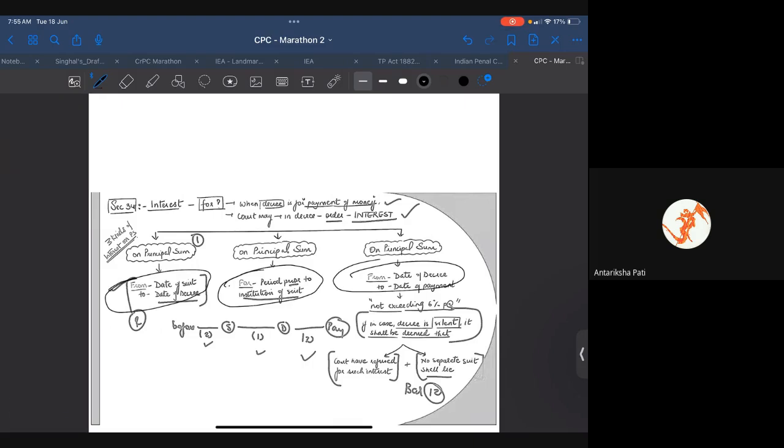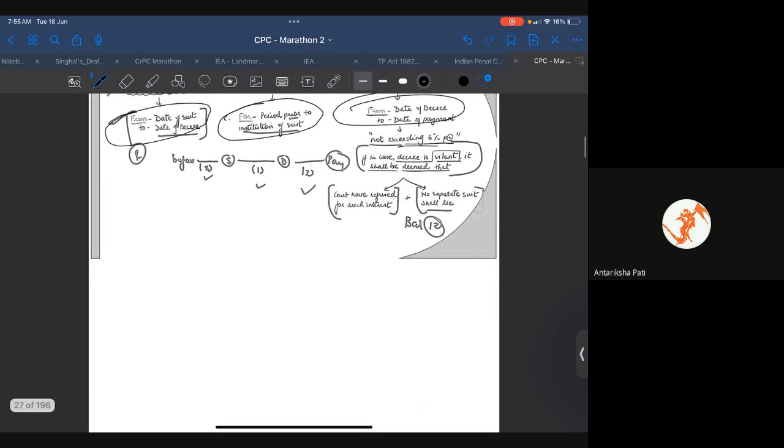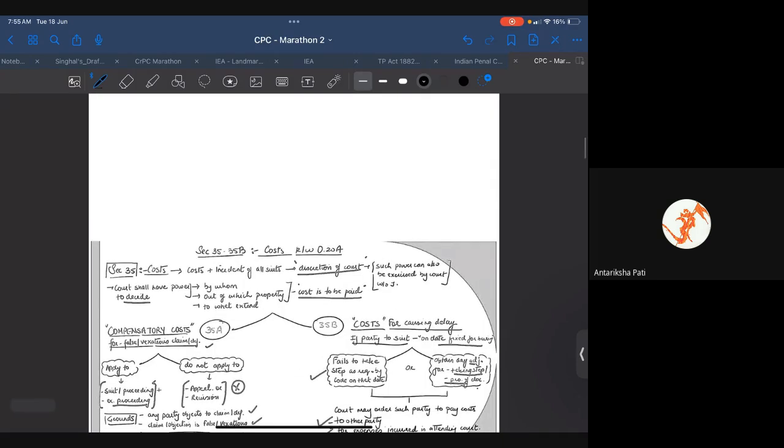On the principal sum, and from the date of decree to the date of payment, it is not exceeding 6%. And if the decree is silent, it is deemed that the court has refused such interest, and no separate suit lies in order to get the interest. So the court has to specifically mention it. If the court has not mentioned it, then it will be deemed that it has not given you the interest. So you can't say that I will file another suit altogether again. Okay, now 35 to 35B is cost.